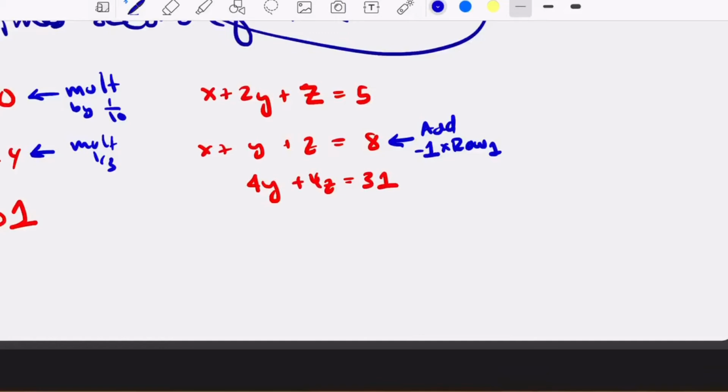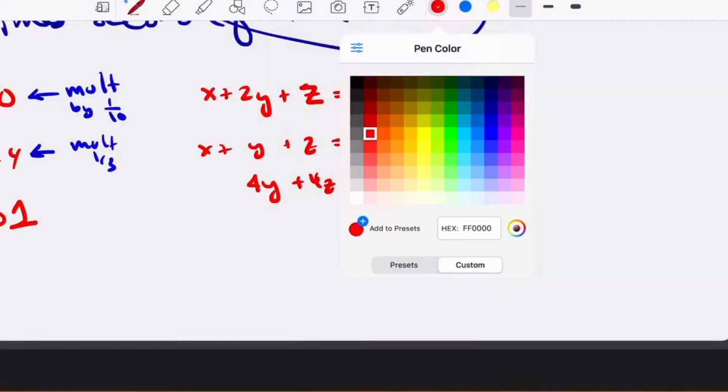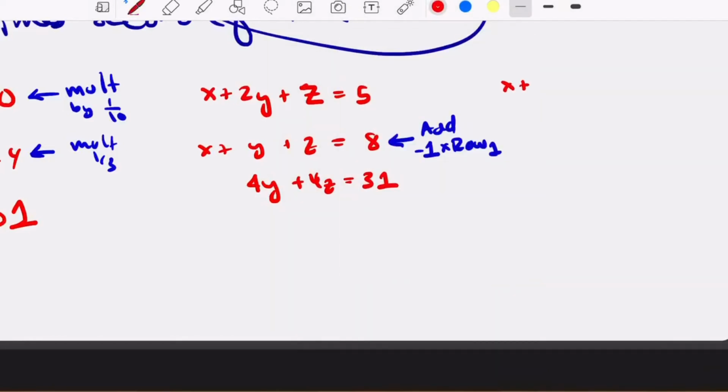That way, this will be a -1x times that will give me 0. Negative that will give me -y. Negative that will give me 0. Negative that will give me about 3. And so this is the only one that I'm modifying. So I leave the other ones alone. I'll write them again so that I can emphasize the fact that the other ones are not changing. X plus 2y plus z, that's equal to 5. 4y plus 4z, that's equal to 31.